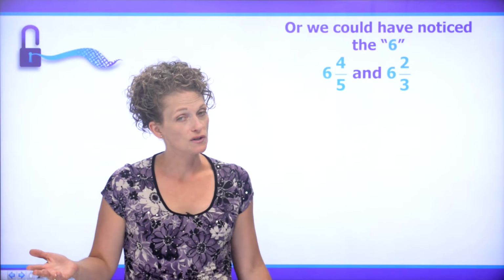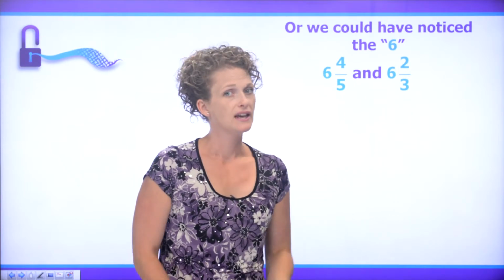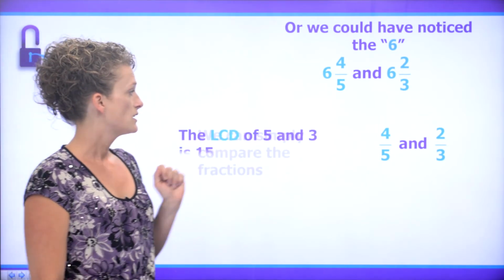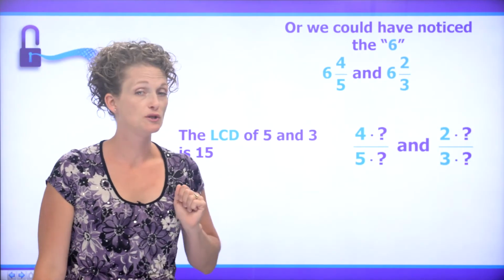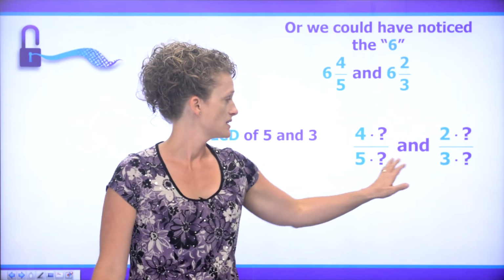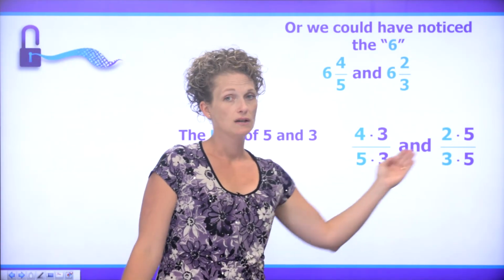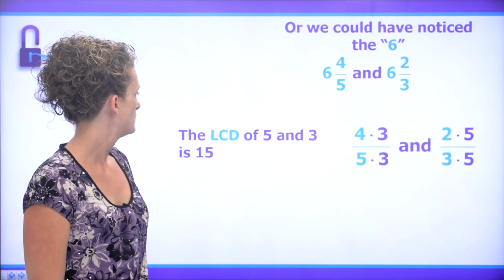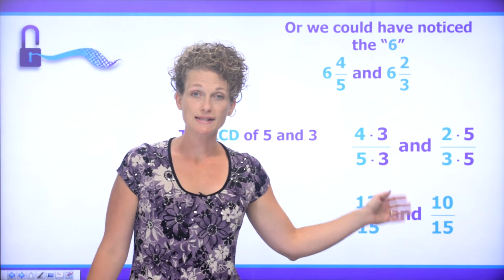Or we could have just noticed the 6. Now we know that 6 is equal to 6, so what we're really asking is, is 4/5 greater than 2/3, or is 2/3 greater than 4/5? And we would simply look at the 4/5 and the 2/3, and we could compare those fractions. Again, the LCD of 5 and 3 is still 15. So what did we have to multiply 5 by to get 15? And what did we have to multiply 3 by to get 15? Well, we multiplied this by 3, this by 5. All right, so if we go ahead and simplify by doing the multiplication, we get 12/15 and 10/15.